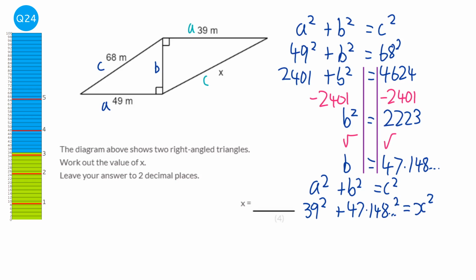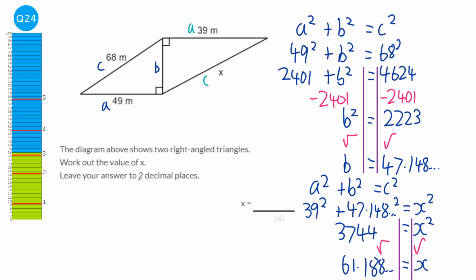Okay, so we need to square that. So we do 39 squared plus 47.148 squared, and that will be 3,744 equal to x squared. And we'll just get our lines in because we need to square root both sides, and we get 61.188 and so on, which is equal to x. It says it wants 2 decimal places, so that will be 61.19.